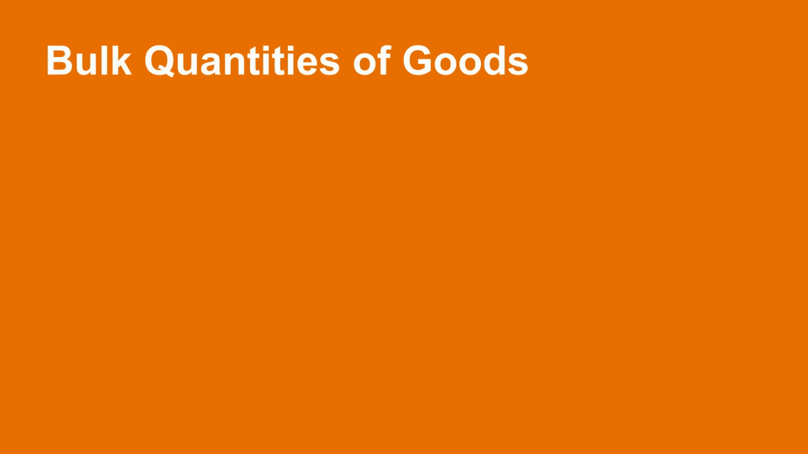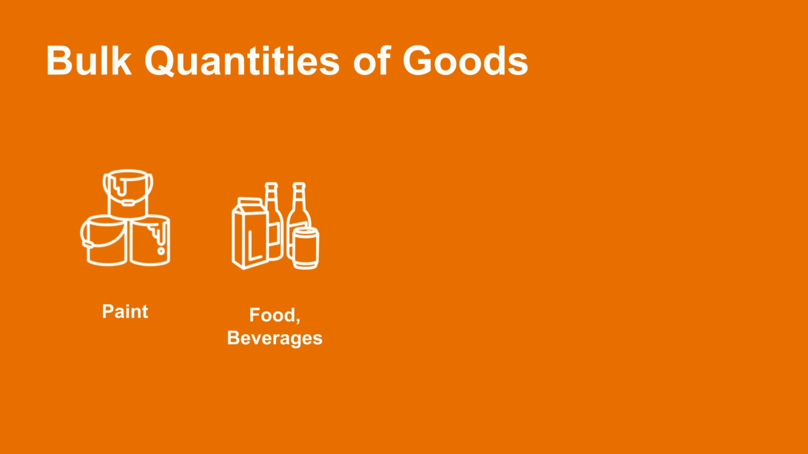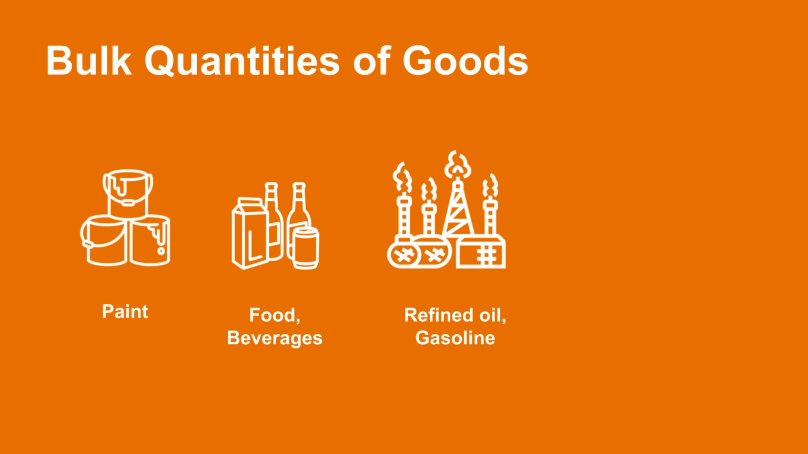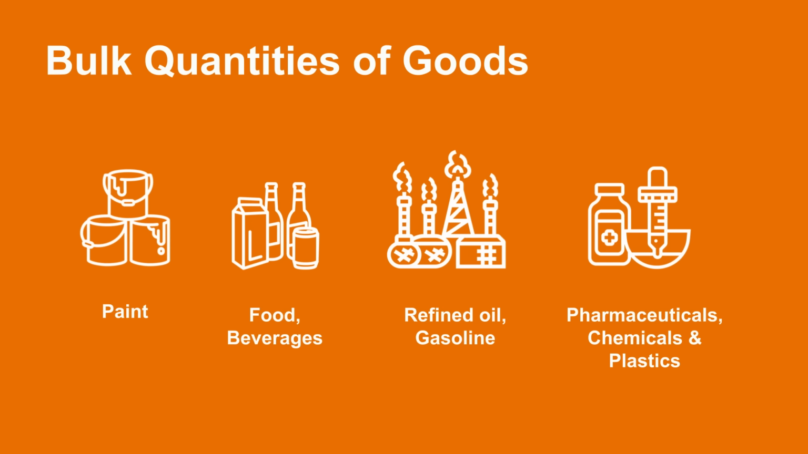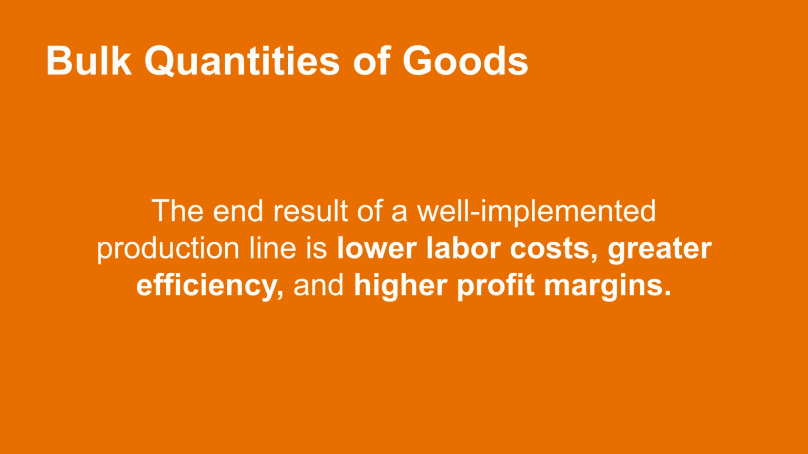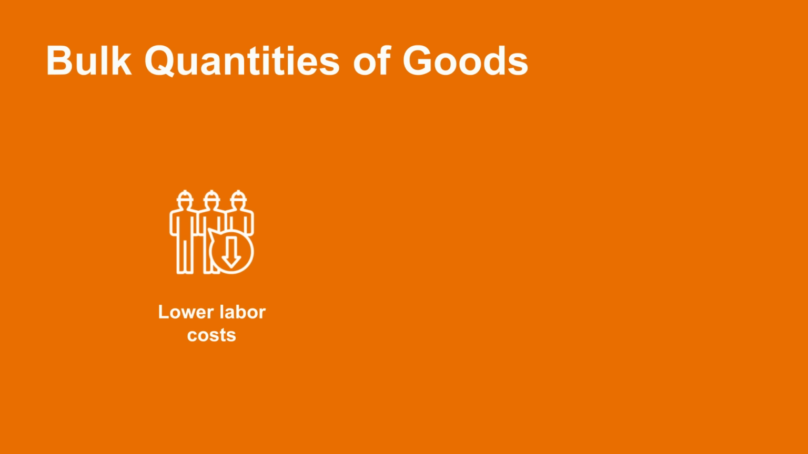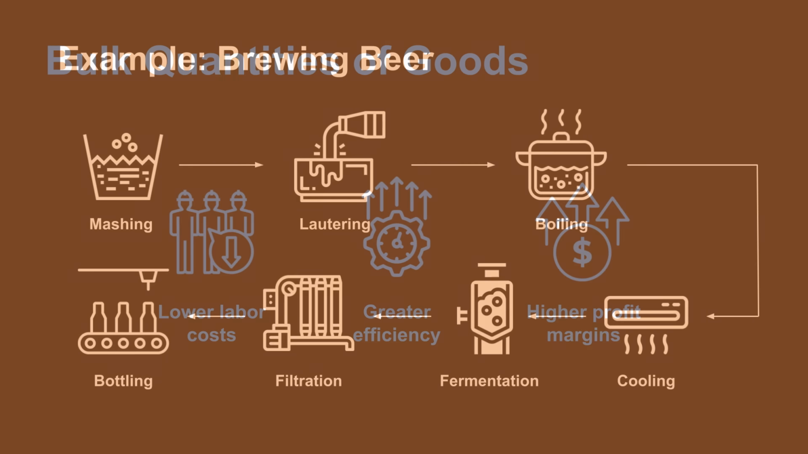It is frequently used in industries that produce bulk quantities of goods such as paint, food, beverages, refined oil, gasoline, pharmaceuticals, chemicals, and plastics. Process manufacturers tend to produce goods in bulk that can be manufactured without large amounts of human labor. The end result of a well-implemented production line is lower labor costs, greater efficiency, and higher profit margins.